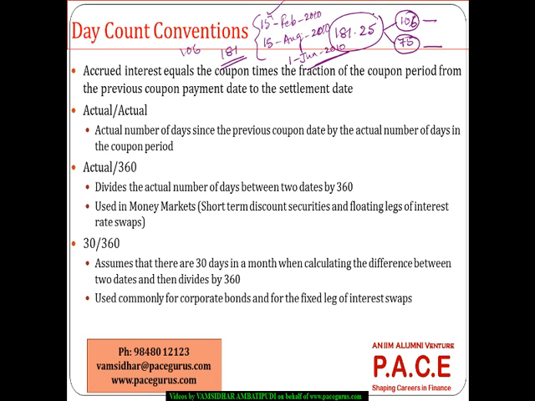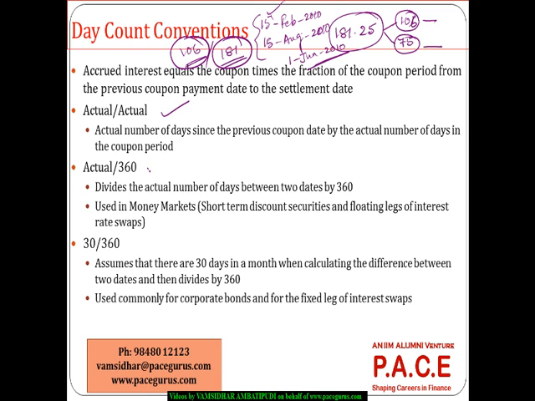So we are distributing the coupon, which is the accrued interest, in terms of the actual number of days from the past coupon payment divided by the total actual number of days between the two coupon payment days. This is what we call the actual by actual convention. Actual number of days between the coupon last paid and the settlement date, over the actual number of days between the two coupon periods. Right? Because it's purely for the computation of the accrued interest.